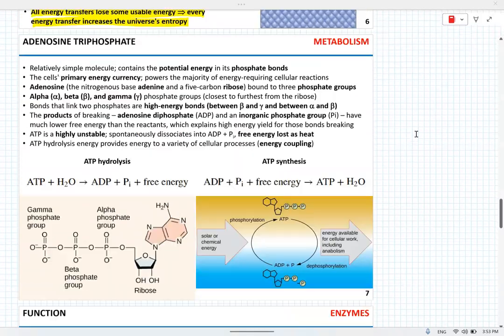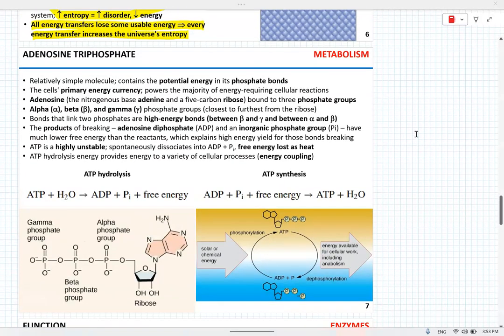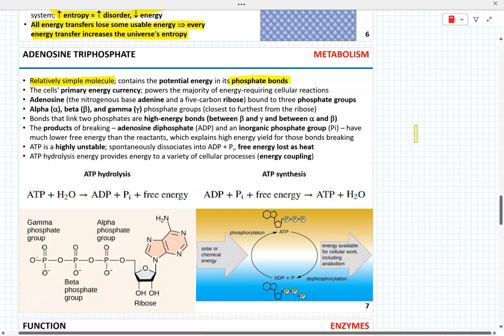We already mentioned adenosine triphosphate several times. So adenosine triphosphate is a relatively simple molecule in which phosphate bonds store an enormous amount of potential energy. ATP is the primary energy currency of the cell, since it provides energy for the majority of cellular reactions.